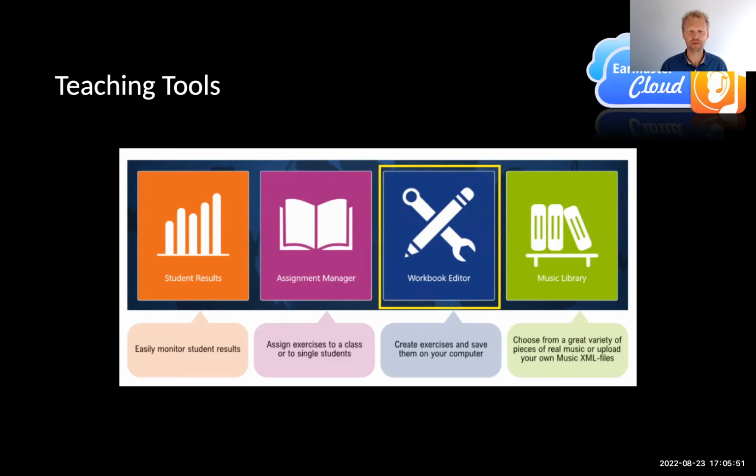Next, the Workbook Editor, which is where you create the assignments or where you import EarMaster's ready-made exercises and make them your own, maybe by making small adjustments. And lastly, the music library has several hundreds of scores that you can draw from when creating exercises. It also has a complete overview of all the chords and scales that the app uses. And you can add your own music. You can add your own chords and scales and your own scores, or you can add scores that you find on the internet.